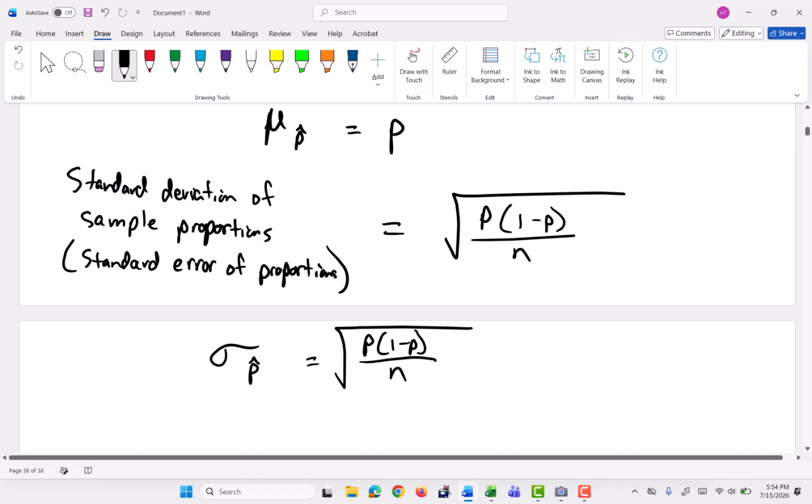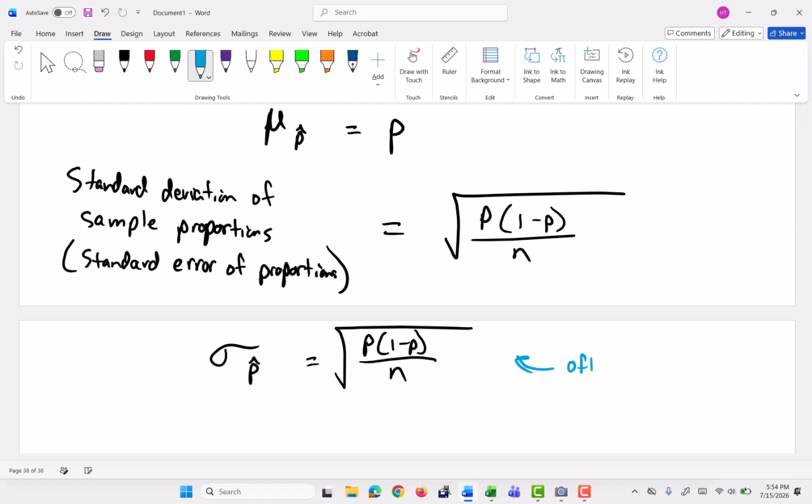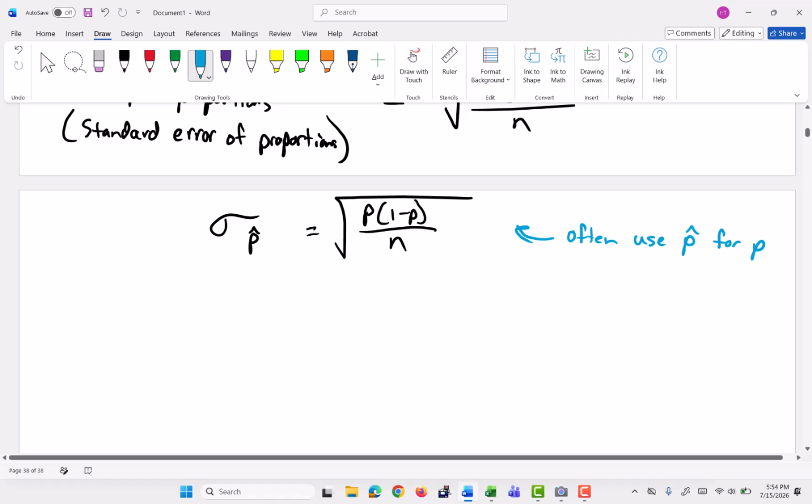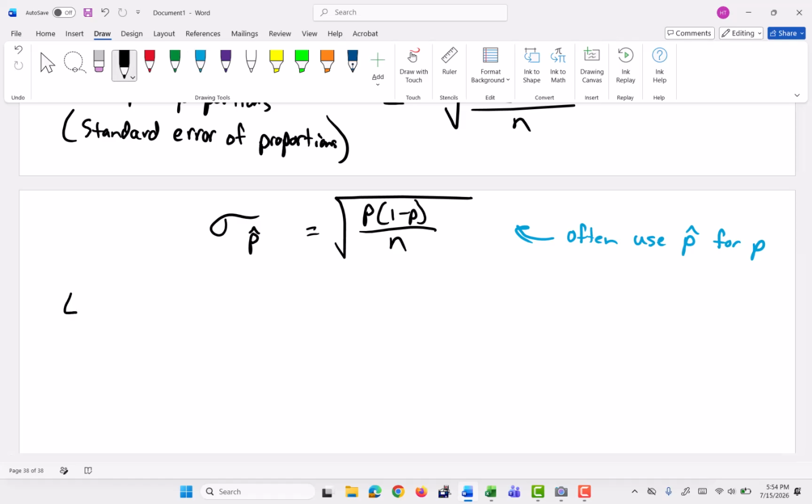Now, because we don't necessarily know the population proportion, we will often use p hat for p. Now, in some of our examples, the example we do today, we're going to have a population proportion. But if we don't, we expect that the sample proportion is going to be reasonably close to it, so it can work in here. This formula is not particularly sensitive to slight changes in p. So let's look at an example.